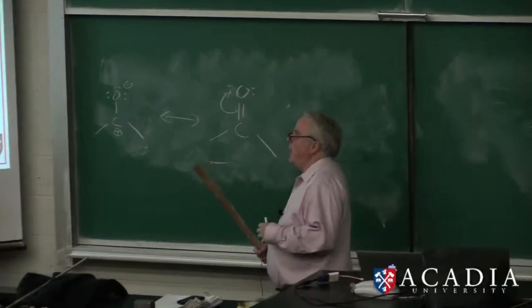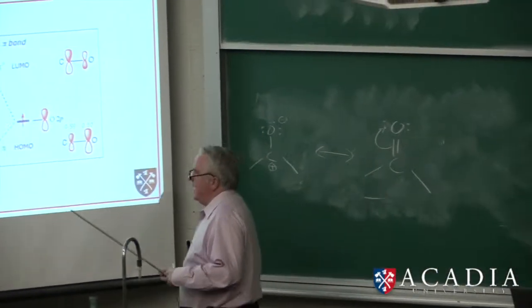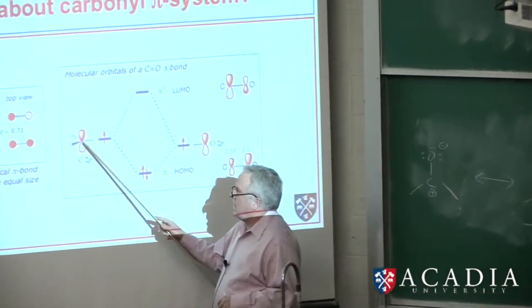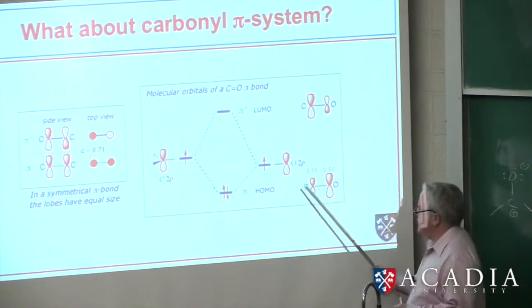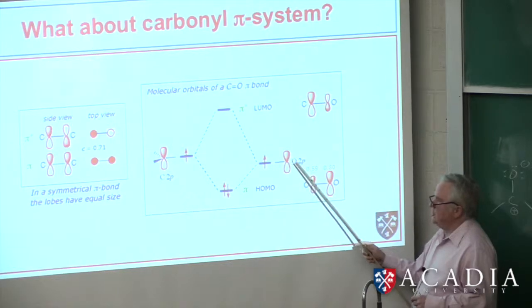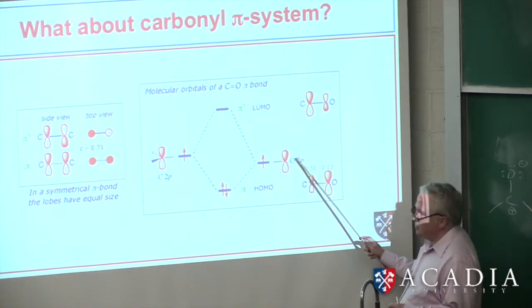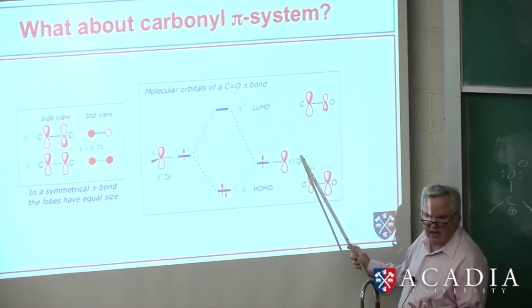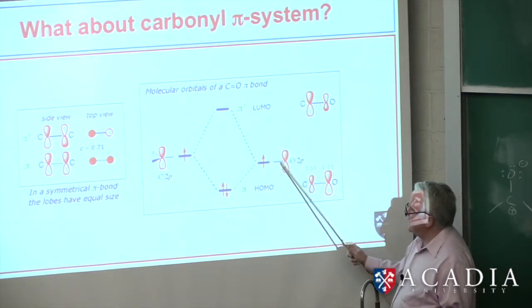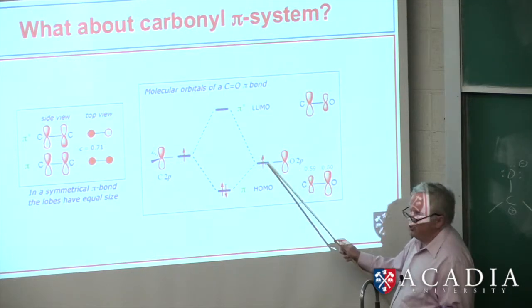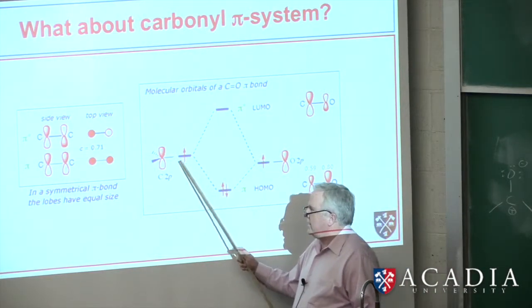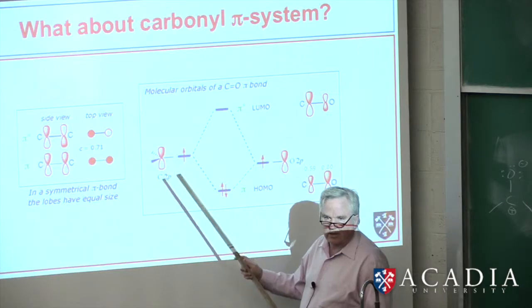What about a carbonyl system? A carbonyl system has a 2p orbital on carbon mixing with a 2p orbital on oxygen. The oxygen electrons are held a little more tightly because there's more protons in the nucleus of an oxygen atom. So it's lower in energy, the oxygen 2p orbital, when there's an electron in it, than the carbon 2p orbital when there's an electron in it.